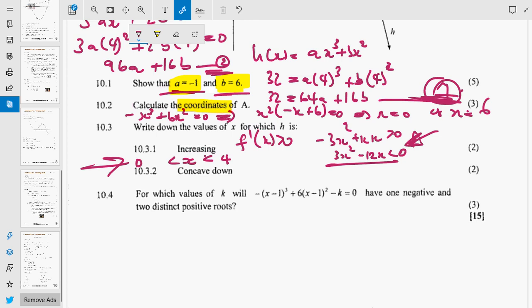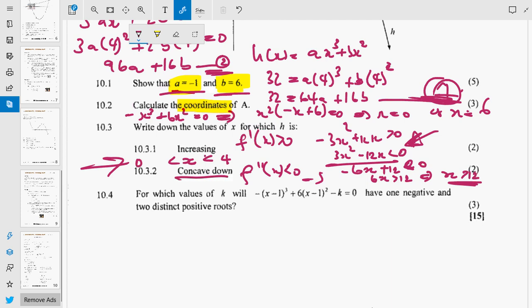And now they're asking you for which values of x will it be concave down. It will be concave down if the second derivative is less than 0. Now the second derivative is minus 6x plus 12, and I want this to be less than 0. Okay, so which means 6x should be greater than 12, which means x should be greater than 2. So these are the values.